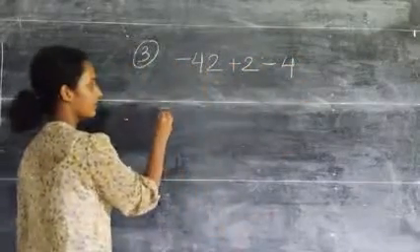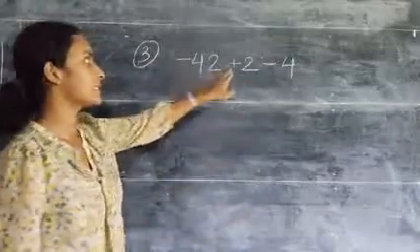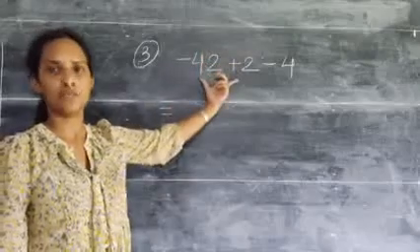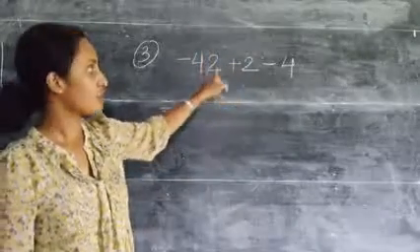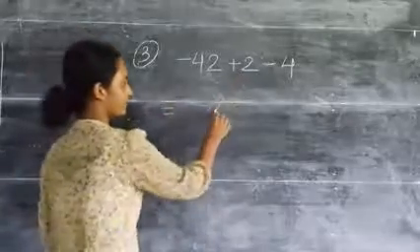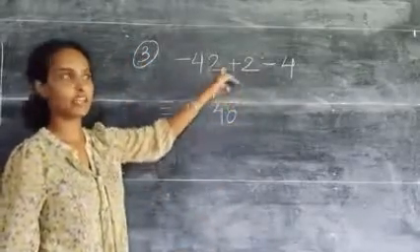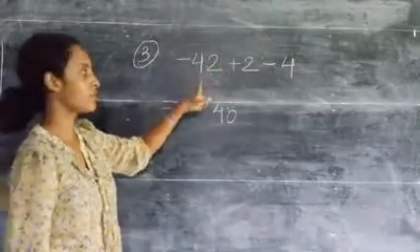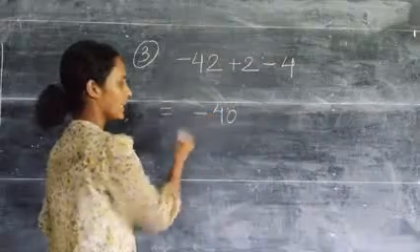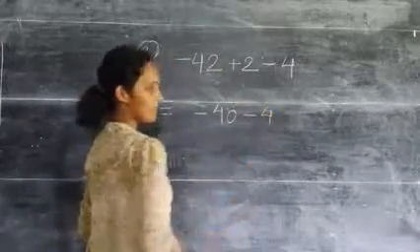Now look at this. 3 numbers again. Look, minus plus. What do we do first? First we take the 2 numbers. Minus plus minus. So 42 minus 2 is 40. Right? And what would be the sign of 40? Greater number. What is the greater number, 42 or 2? 42 is greater. So 42's sign will be 40's sign. Right? Plus, what is left? Minus 4 is left. Right?